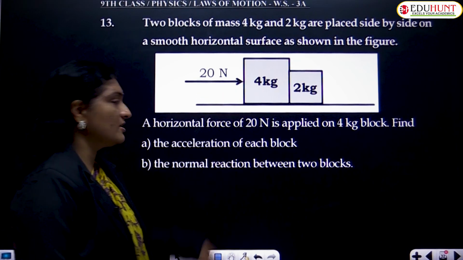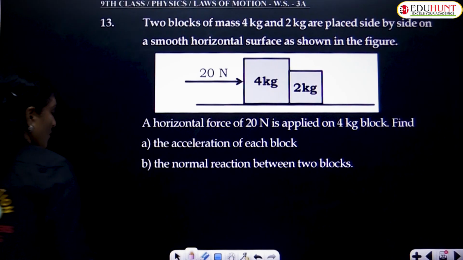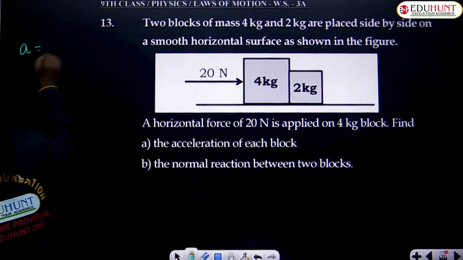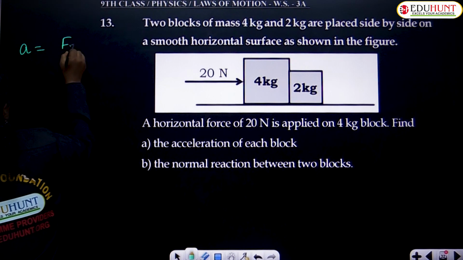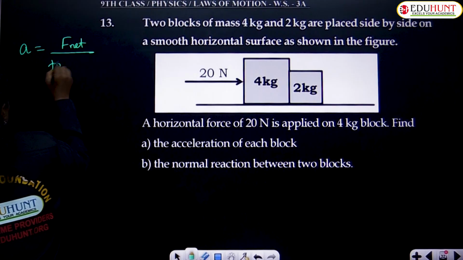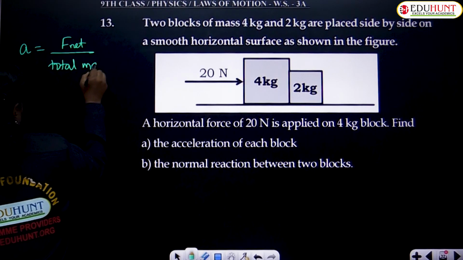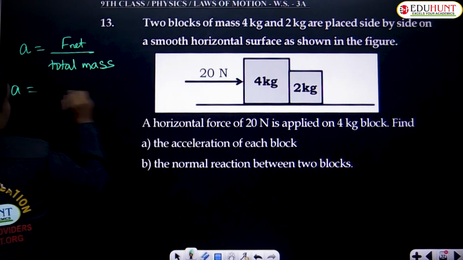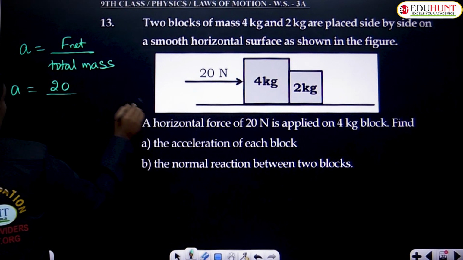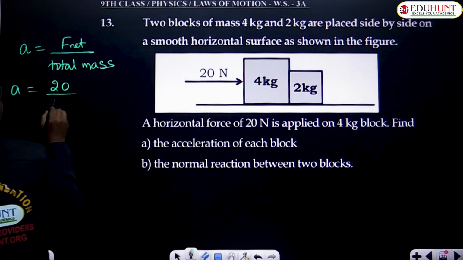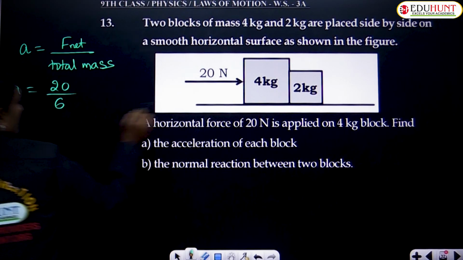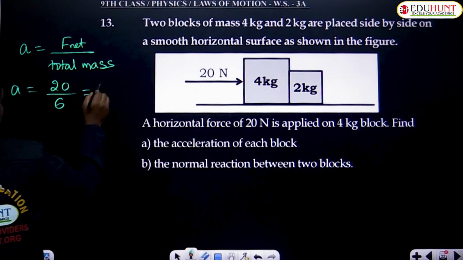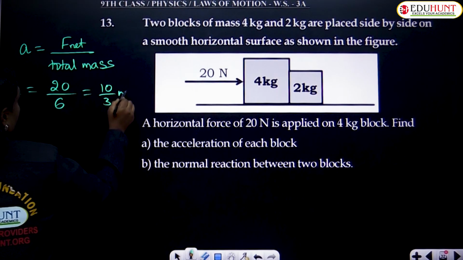So what is the acceleration of each block? We have the one and only one formula. So what was that, children? Acceleration of each block is found to be net force upon the total mass. What is the net force acting? 20 Newton upon total mass, which is how much? 4 plus 2, the total mass of mass 1 and mass 2. 4 plus 2 is 6. Hence, after solving this, we get it as 10 by 3 meter per second square.